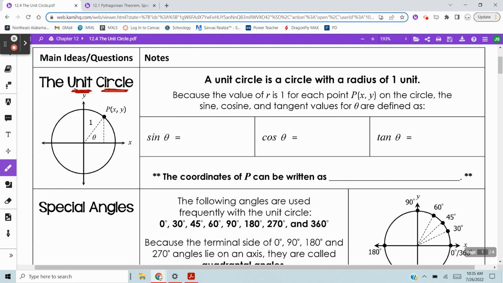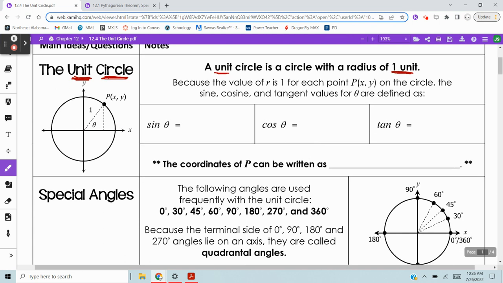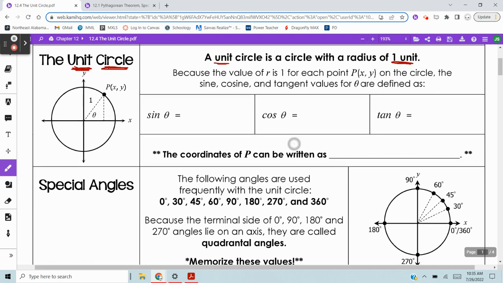Now, in math, the word unit, such as when we're talking about a unit rate, actually means one. And the reason we call this a unit circle is that a unit circle is a circle that has a radius of 1 unit. So the distance from the center to the outside of the circle, the radius, will be 1. So keep that in mind. I told you we're going to combine a couple of previous lessons here.